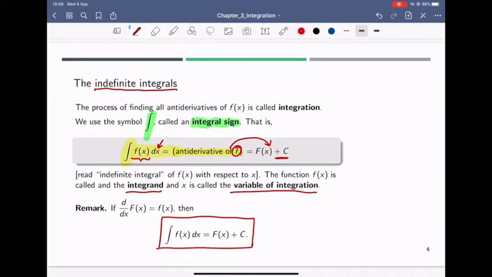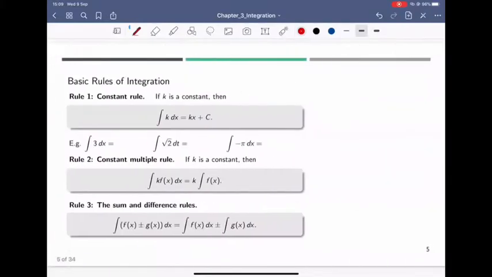We are going to define our antiderivative to be a notation integral sign of f dx. All right, so let's look at the basic rules of integration. So how do you find the antiderivative or indefinite integrals? The first rule that you can use is the constant rule.